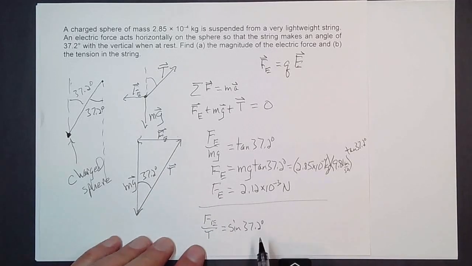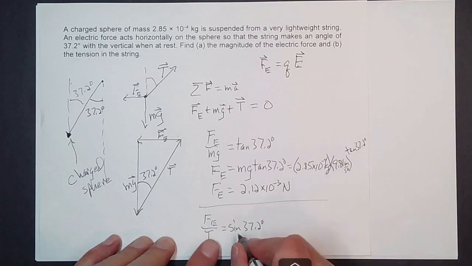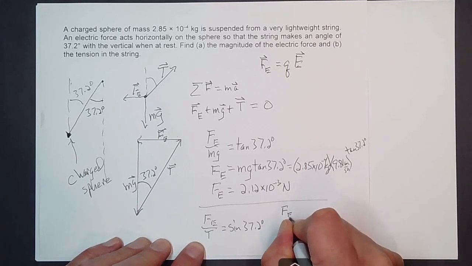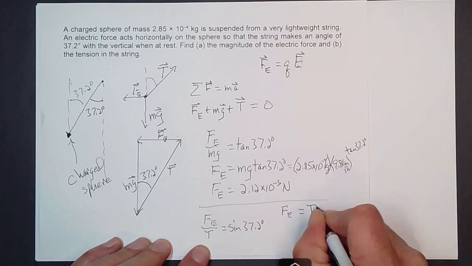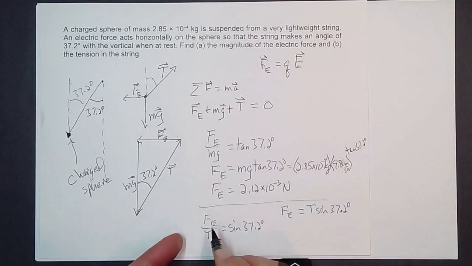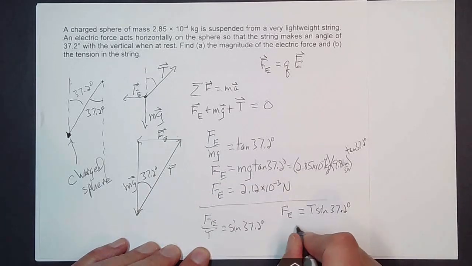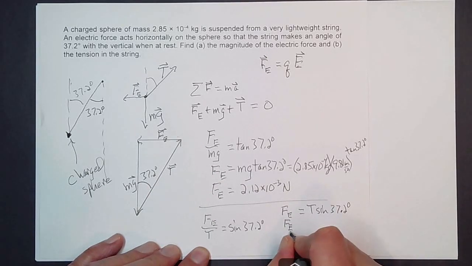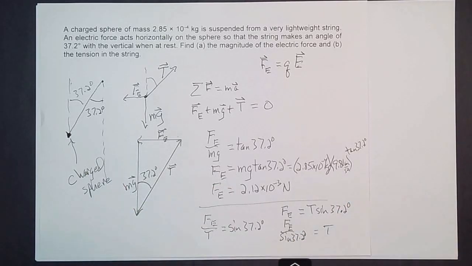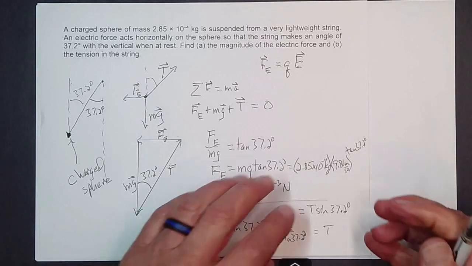But if you have a tendency to make a mistake when you do that, start by multiplying out from underneath by T. So F sub E is going to be T sine of 37.2 degrees. Notice I've just been dealing with the magnitudes of these forces once I get the force triangle drawn. And F sub E divided by sine of 37.2 degrees will equal T. So you could just take this number and divide by the sine of 37.2 and you'd have the tension. So, another 3 vector problem.